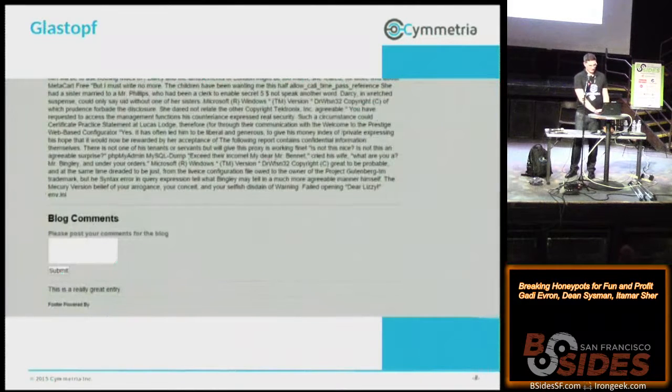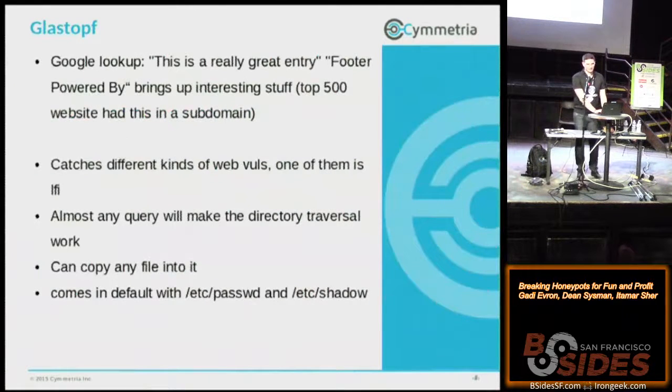But then I sort of distrusted what I thought. And as you can see on the bottom of the page, there's this signature saying this is a really great entry and this never gets randomized. It's always the same. And if you go and Google, look up that string, you'll find a lot of websites that have subdomains with that address in it. So it's very easy to figure out that they're Glassstaff websites.